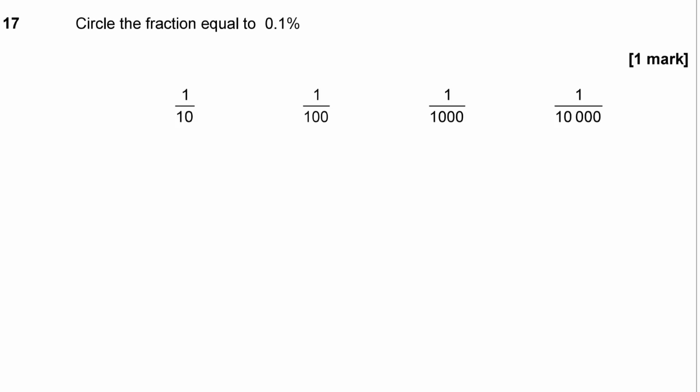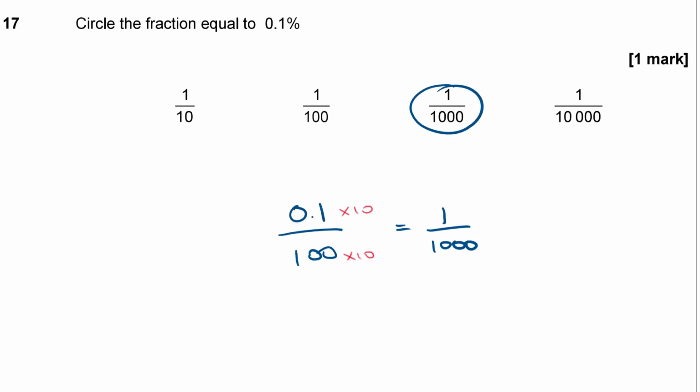Okay, now a percentage is a fraction over 100, so 0.1% is 0.1 over 100, but we can't really have 0.1. Fractions need to have whole number numerators and denominators. So if I times top and bottom by 10, I don't change its value, just change its form. So 0.1 times 10 is 1, and 100 times 10 is 1,000. So the fraction equivalent to 0.1% is that one there, 1,000th.